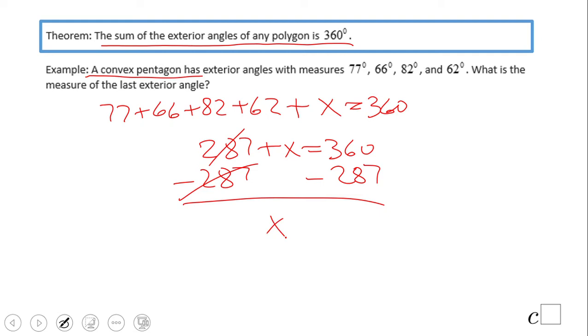And the fifth angle, which I call X, is going to be how much? 360 minus 287, 73 degrees. This is the measure of the fifth angle. Exterior angle. Let's be sure these are exterior angles, all of them.